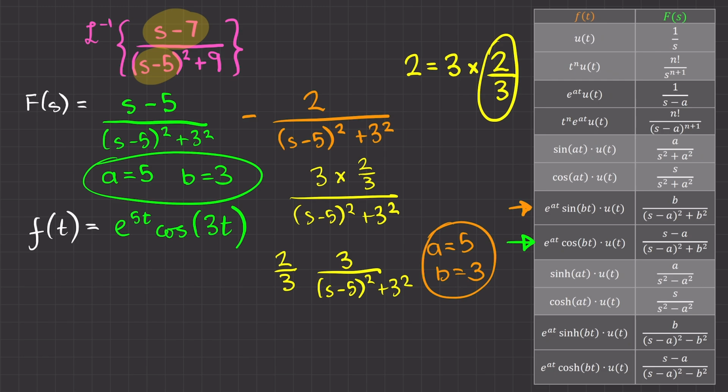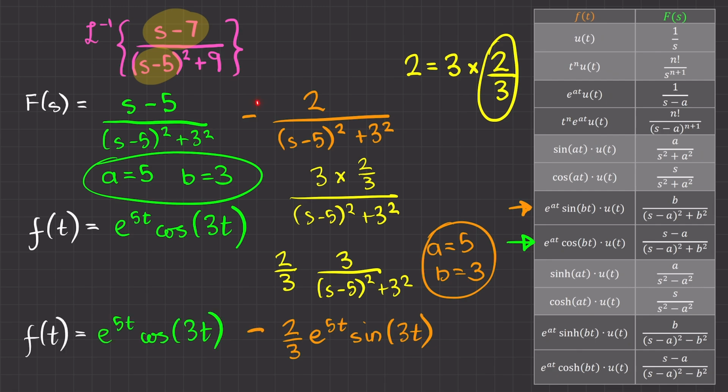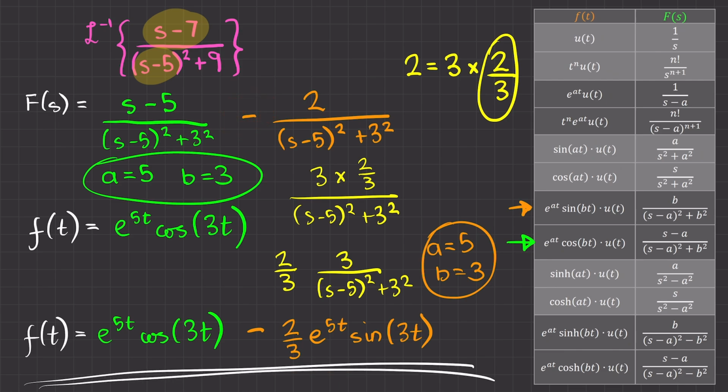This will then give us an end result of 2/3 multiplied by e to the at, or in this case 5t, multiplied by sine of bt, or 3t. And finally, we have altogether f of t equals the first part minus, because we had minus here, 2/3 e to the 5t sine 3t. And that is our final answer. Slightly trickier, but manageable with a bit of practice.